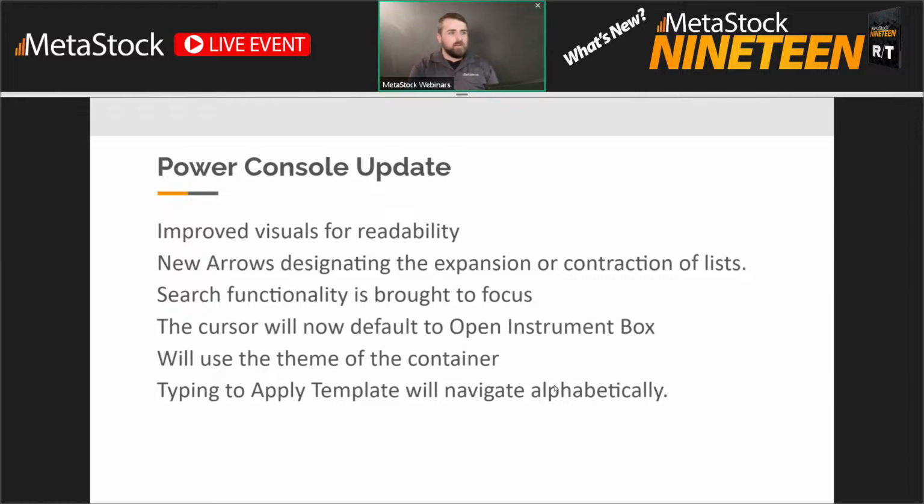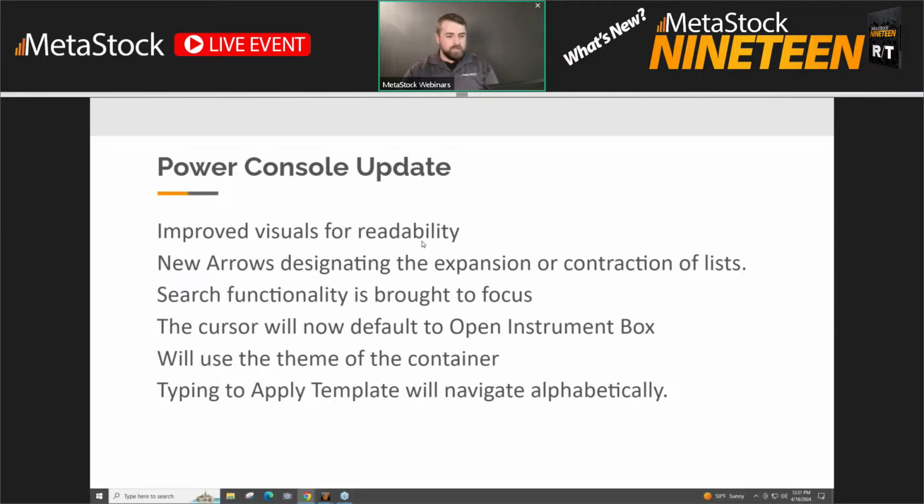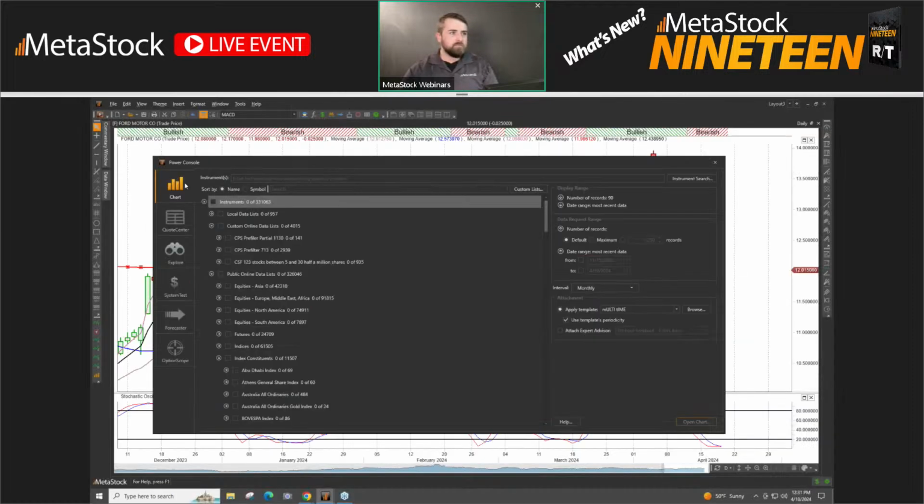Power Console update. All right, so we improved visuals for readability. The new arrow designations for the expansion and contraction of lists, those are the arrows I was just talking about. You click the right arrow, it opens it up to the right. The left arrow is going to close it down for you. Search functionality is also brought to focus. So let's show you an example of that.